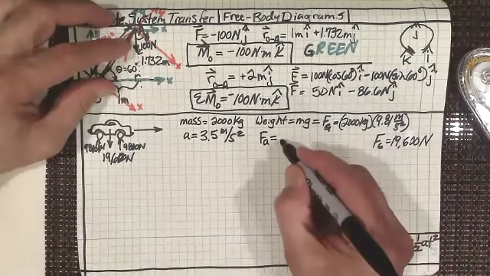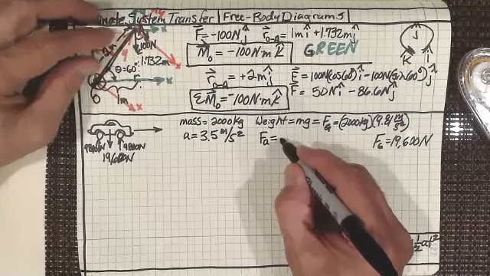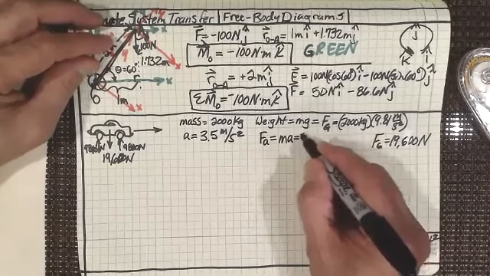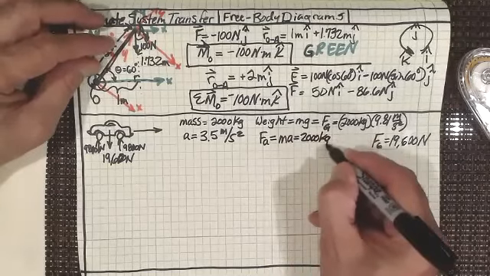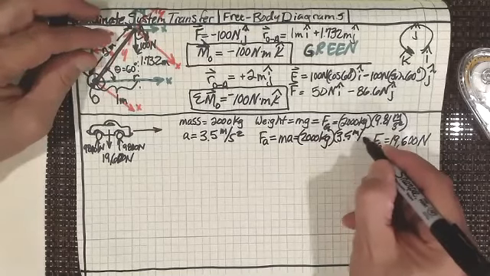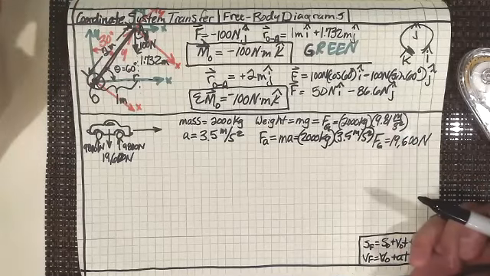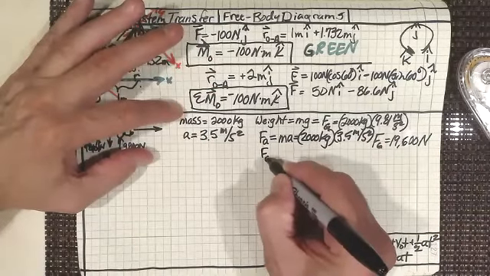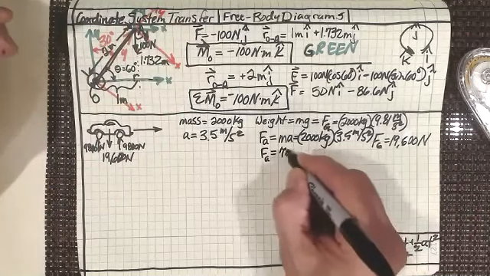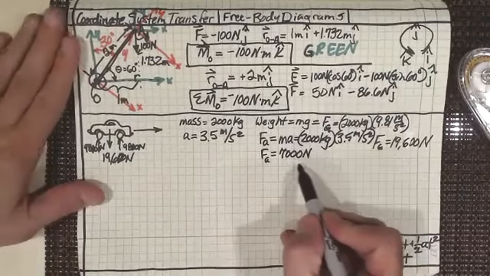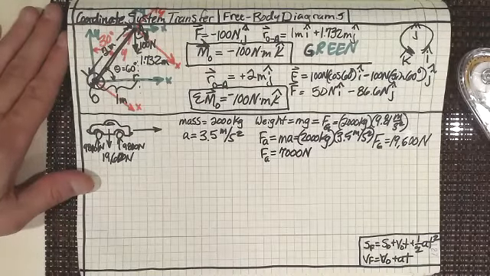Well, isn't it mass times acceleration? Mass times acceleration. Well, the mass is 2,000 kilograms, and the acceleration is going to be 3.5 meters per second squared. So that means that the force due to the acceleration is going to be 7,000 newtons. Whew, that seems pretty fast, 7,000 newtons.